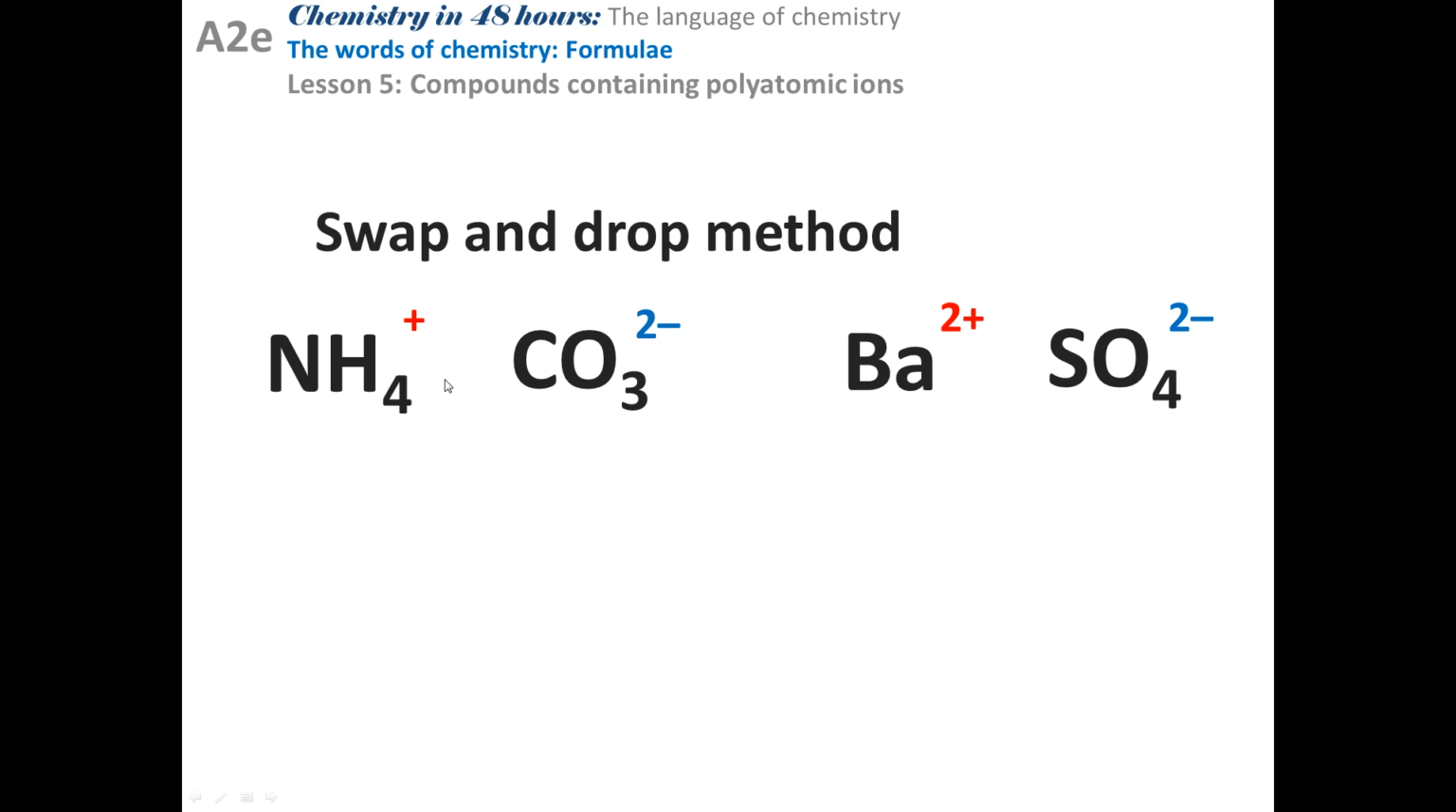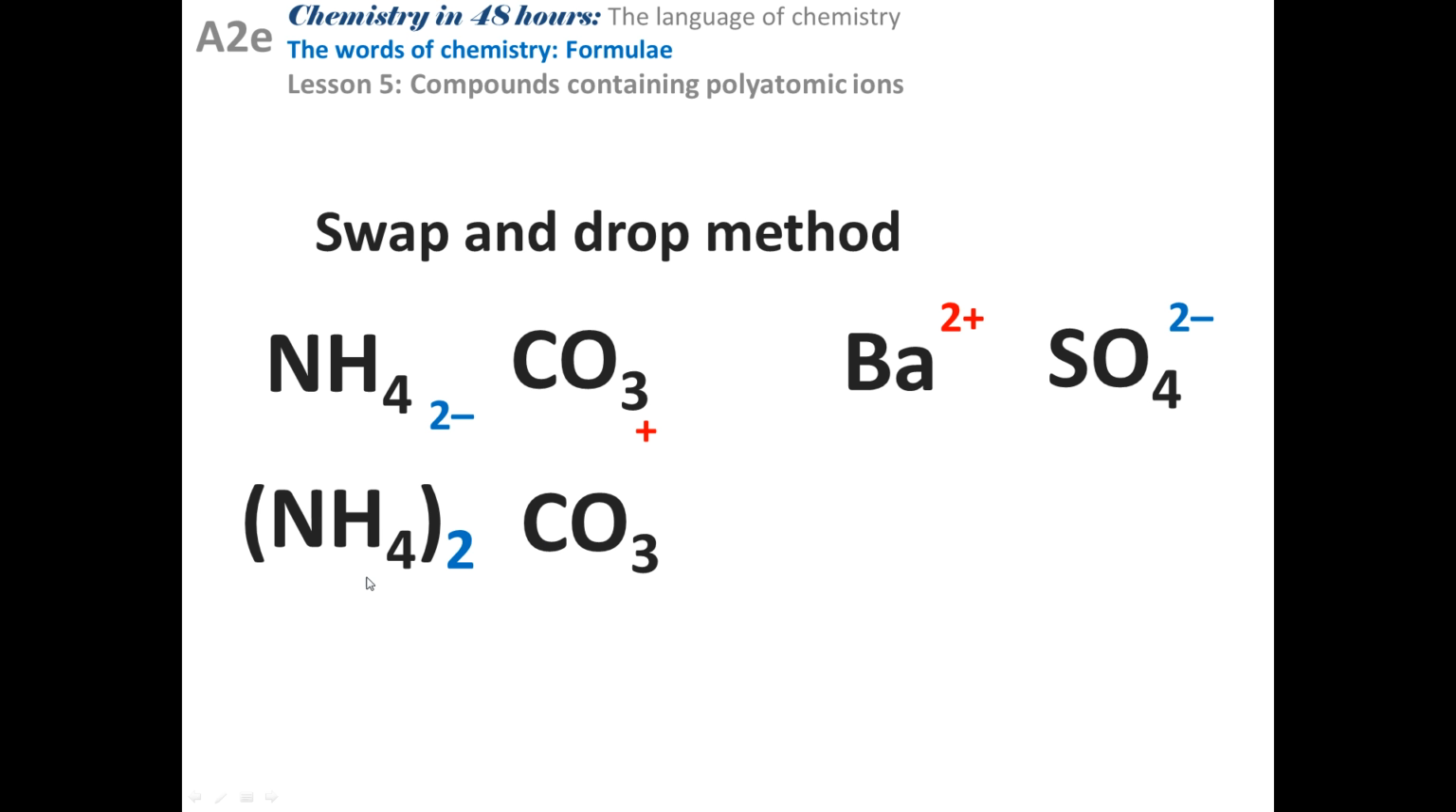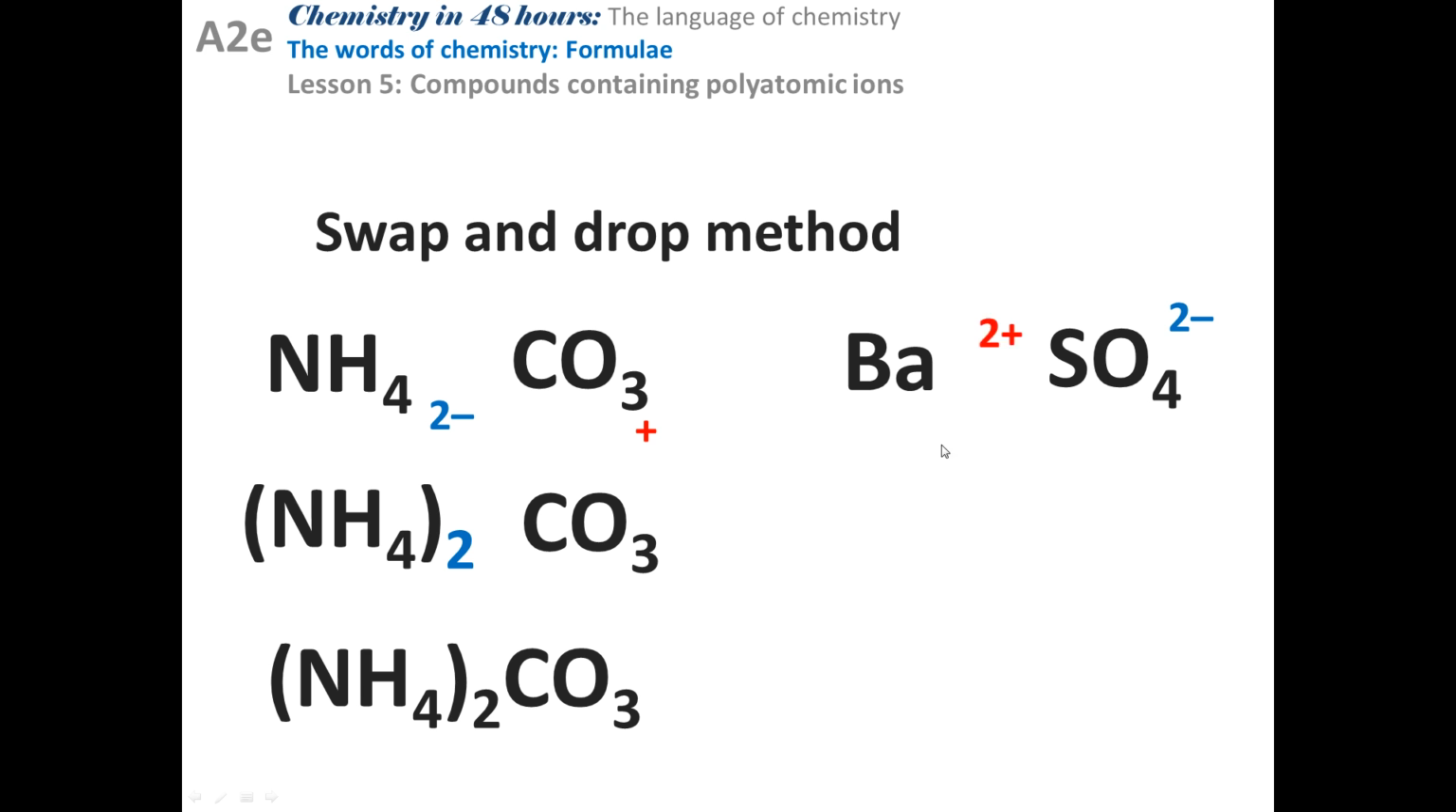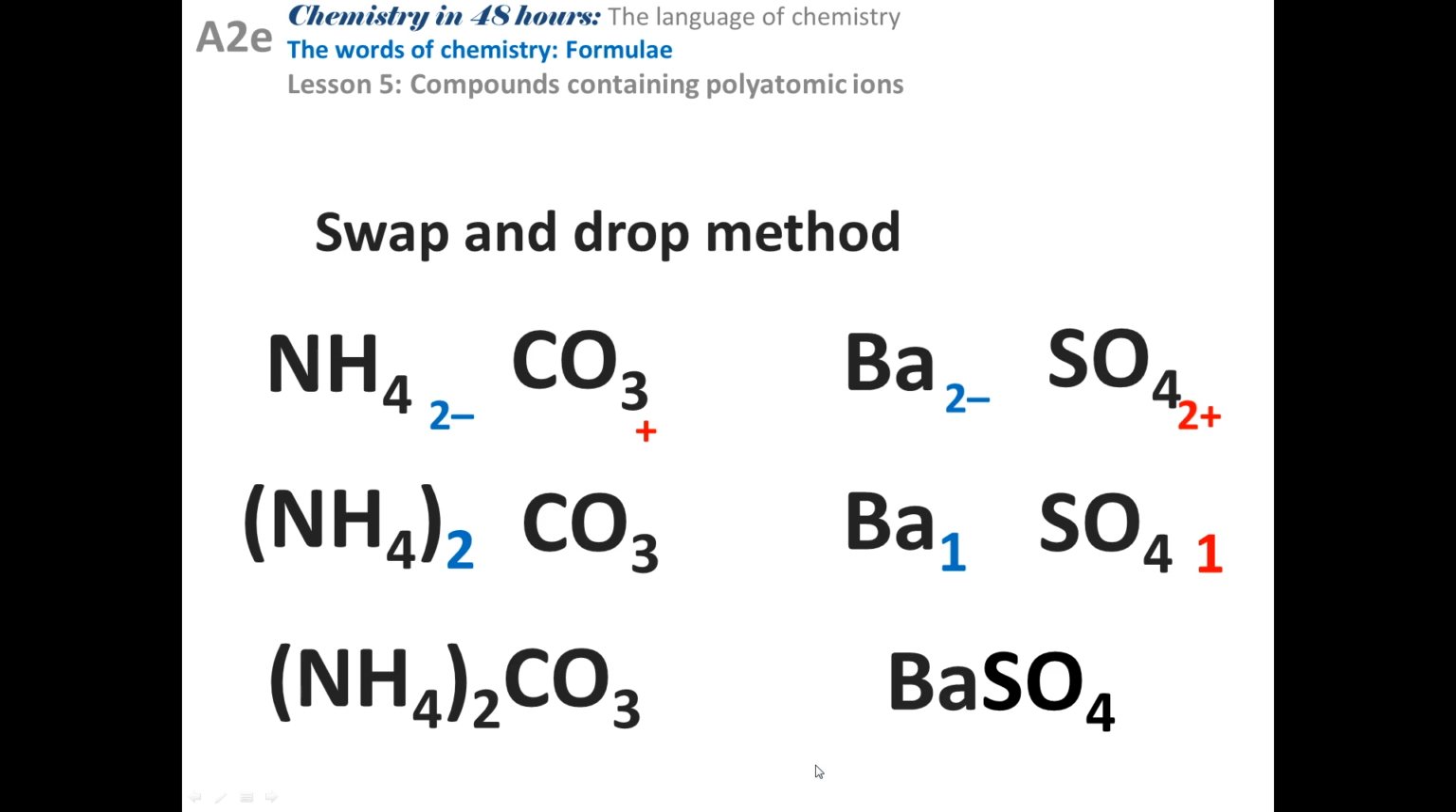A quick method is a swap and drop. So if you've got to write the formula for ammonium carbonate, then the positive charge goes down, the 2- goes across. So I've got 2 ammoniums for every 1 carbonate. And so you just remove the charges and then put it together. For barium sulfate, you do again the swap and drop. Now we've got to have it in the simplest form, so we don't say Ba2SO4 2. It's in a ratio of 2 to 2 or 1 to 1 is the simplest form, and we never write 1s in chemistry, so it's barium sulfate.